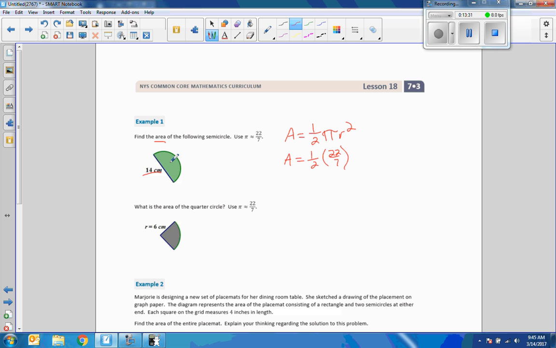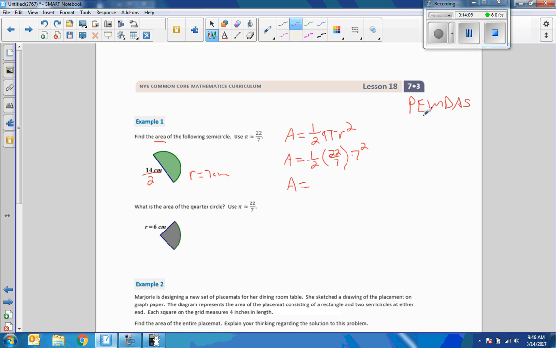The diameter is 14. I need to divide that by 2, so r equals 7 centimeters. Be careful. So that is going to be 7 times 7 squared. Okay, so the area equals 1/2 times this times this, and this is squared. PEMDAS, remember PEMDAS. Be careful, do not cancel these 7s because 7/7 divides.